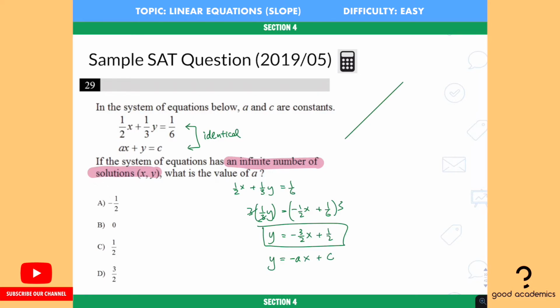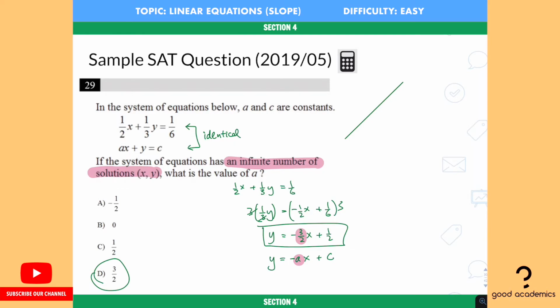Since it's asking for a, I want you to point out that this is the a, and there's a negative in front of the a. On the first equation, there's a negative in front, and then you have 3/2. So, what is a? It has to be D.